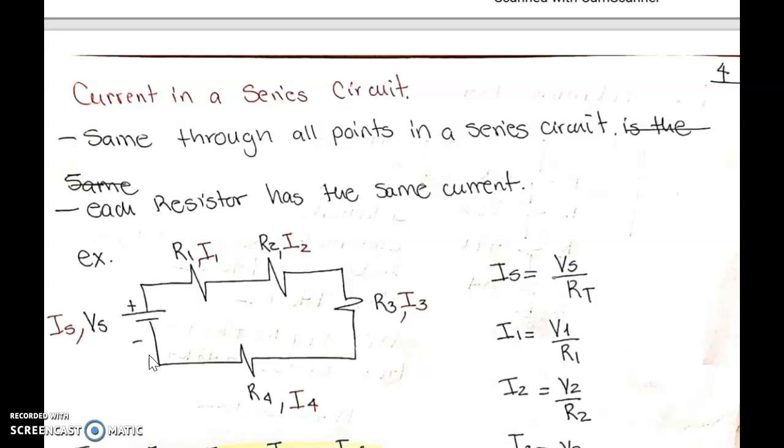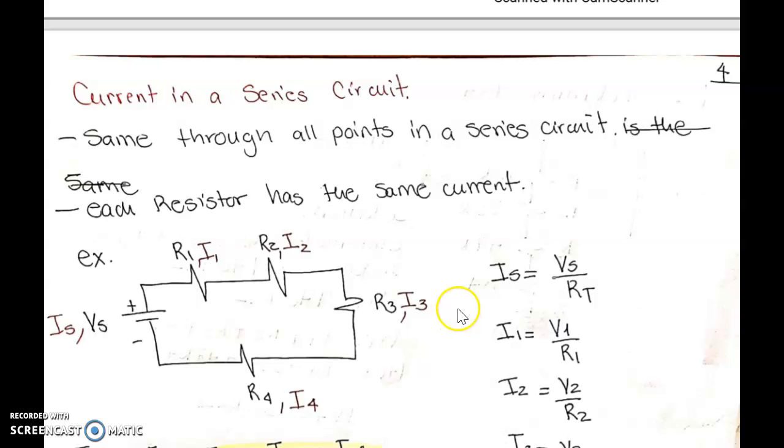Current in series circuits. As we defined in the lecture section of chapter 4, the current in a series circuit is the same across all the points. Each resistor has the same current, and this is true because current can only go through this path. Current doesn't leak into anything else. If it gets produced here, it has to go through this resistor, through that resistor, all the way to the other terminal of the voltage source. That's why the current is constant across a series circuit.